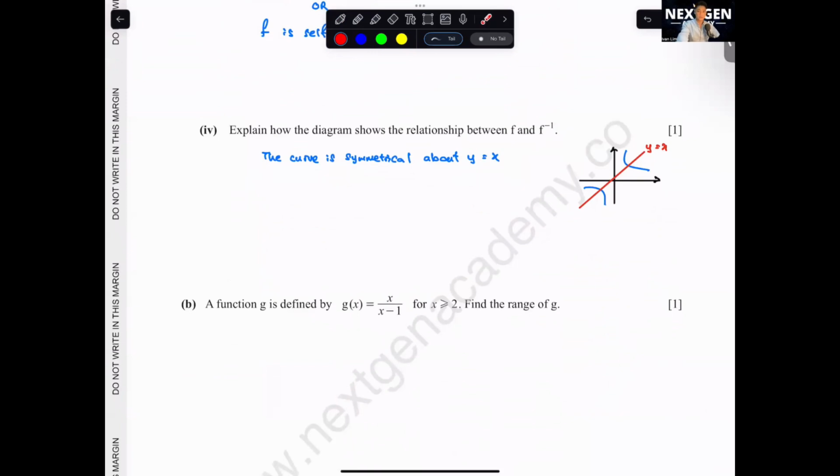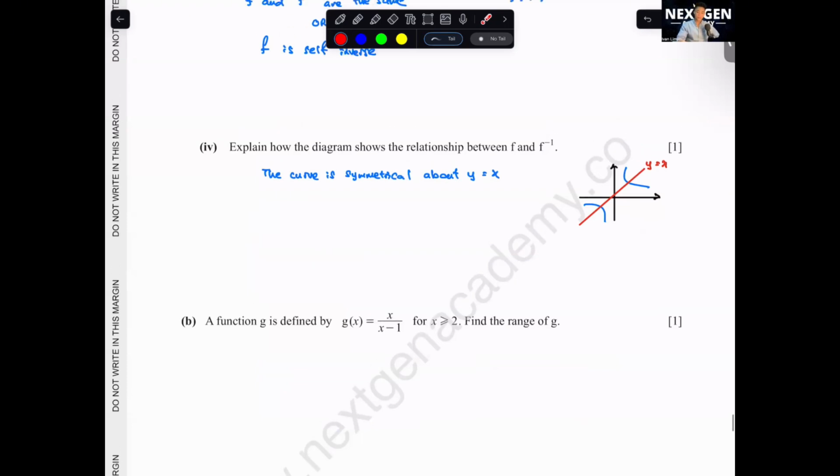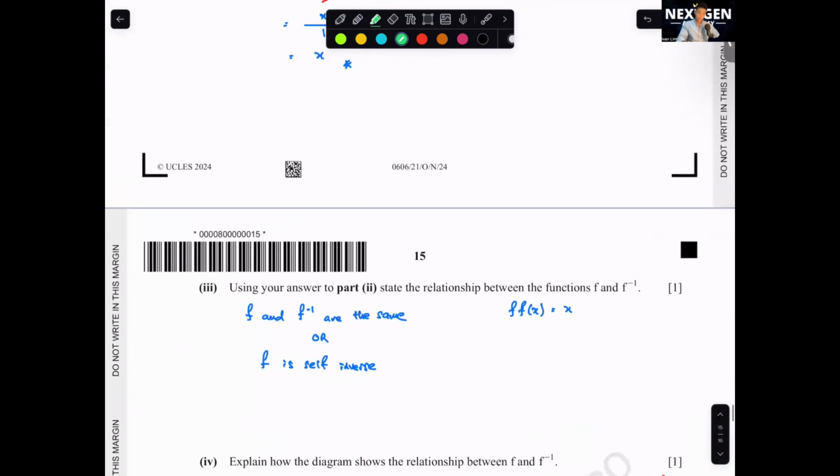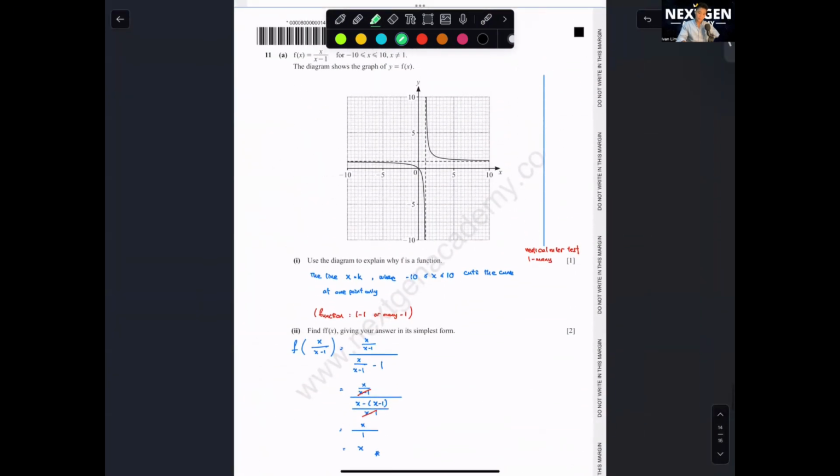Okay, the next one. A function g is defined by g(x) equals x over x minus 1, which is the same equation as the above, for x is more than or equal to 2. Find the range of g. Okay, the thing that's different is this part here. x is more than or equal to 2. Okay, I want you to use the graph to help you to answer this question.